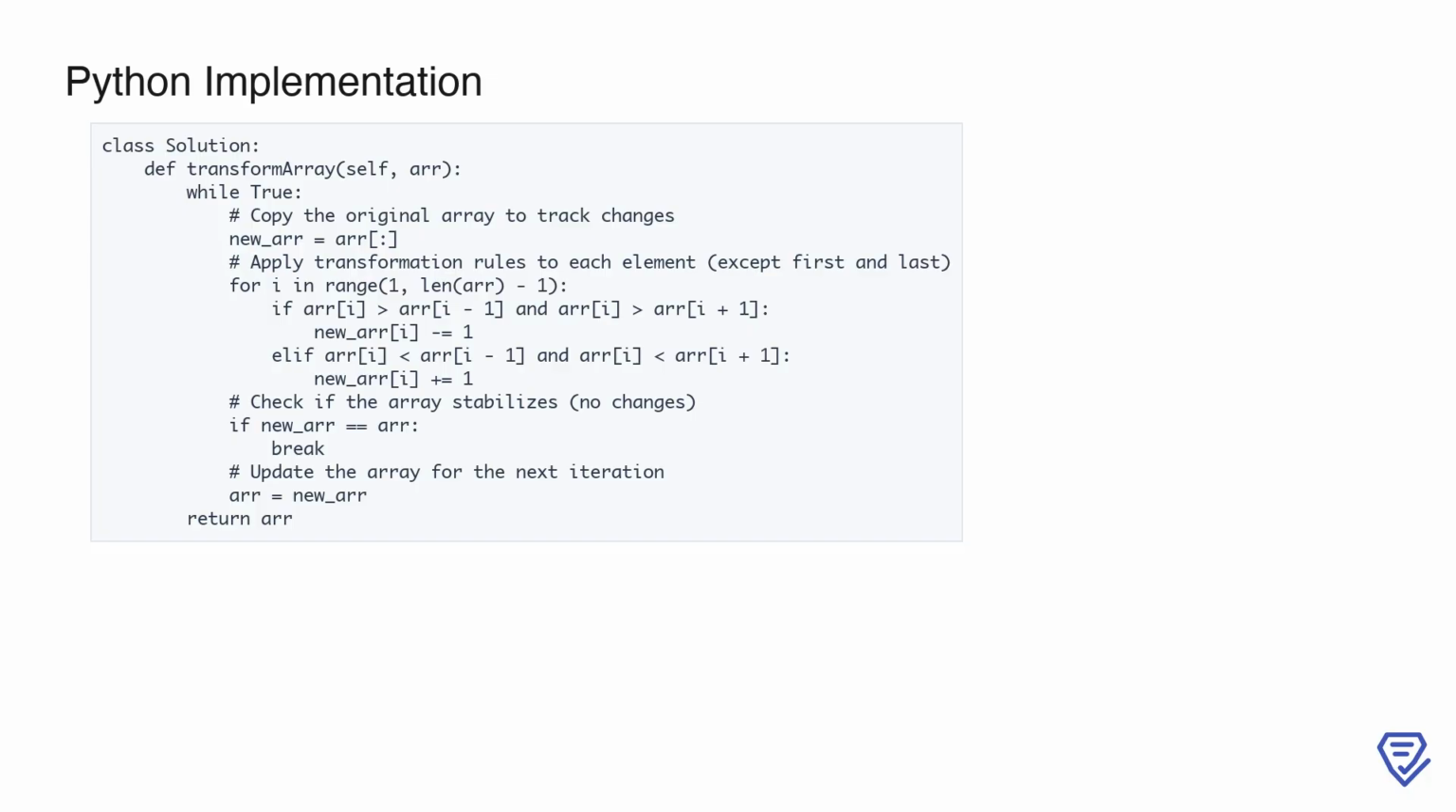For each element, if it is greater than its neighbors, we decrement it, and if it is smaller than its neighbors, we increment it. After processing all elements, we compare new_arr to the original arr. If no changes are detected, the loop breaks. Otherwise, we update the array to the new state and continue. Finally, we return the stabilized array. This approach ensures a clear and efficient implementation of the transformation process.